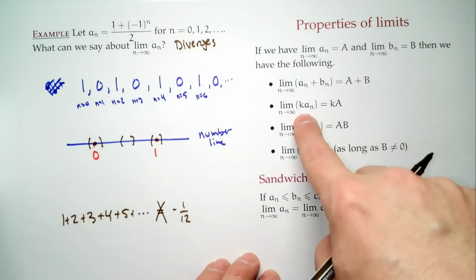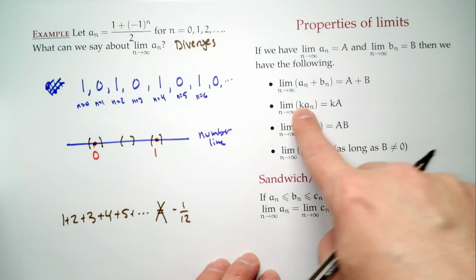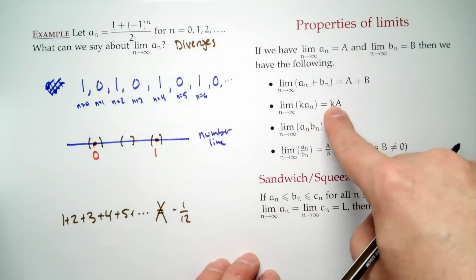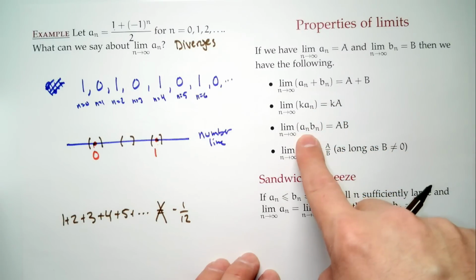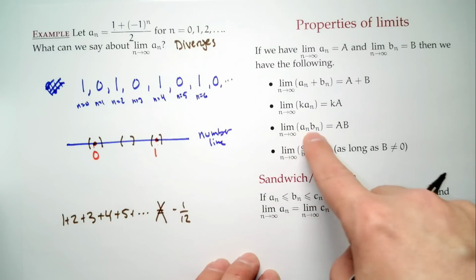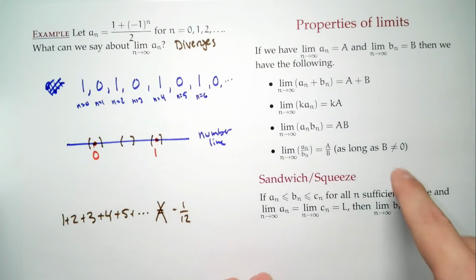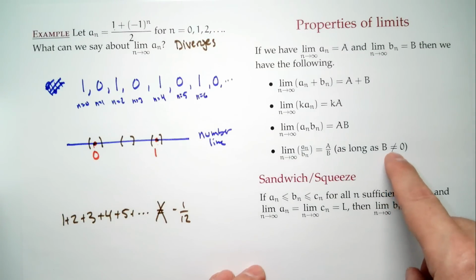What if I scale a sub n? Well, this is about A, and if I scale it by K, I get about K times A. What if I multiply? If the first term, a sub n, is about A, and b sub n is about B, if I multiply, what I get is about A times B. And division works too, as long as B is not 0.